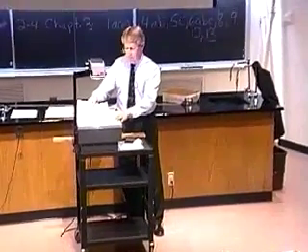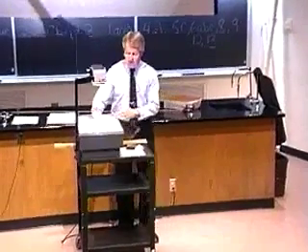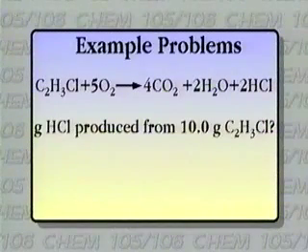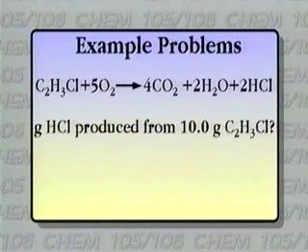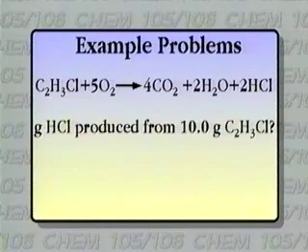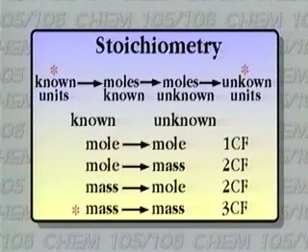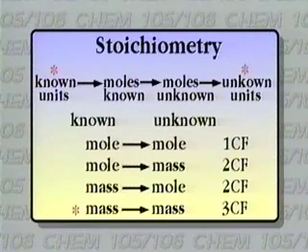The longest type are, of course, those that take us from mass to mass. And this is an example here. We're asked for how many grams of hydrogen chloride, so HCl, are we going to produce from 10 grams of C2H3Cl. So we have grams of this and we want grams of that. Following our roadmap, we're going to go from grams to moles, moles to moles of the unknown, and moles of unknown to grams. So we need 3 conversion factors in a mass to mass stoichiometric problem.